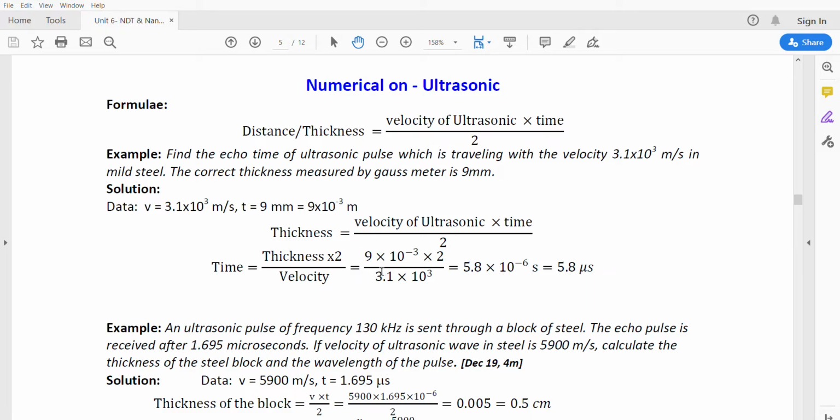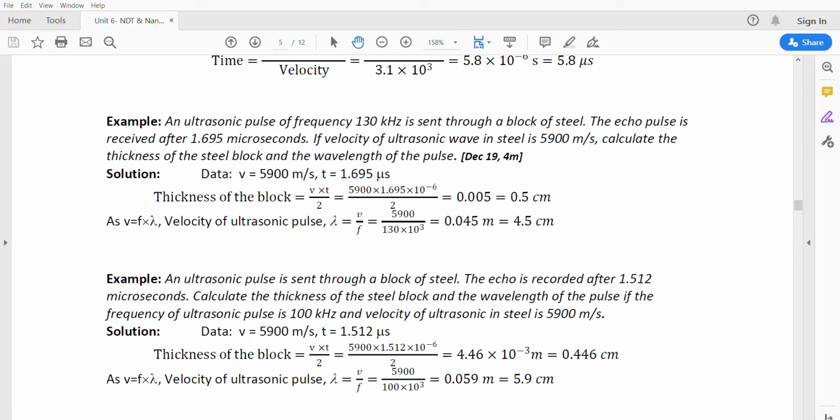So from that we can calculate the time required for the ultrasonic pulse to come back from that sample. That is, the echo time is 5.8 microseconds, or 5.8 × 10^-6 seconds. We'll go for the next one.